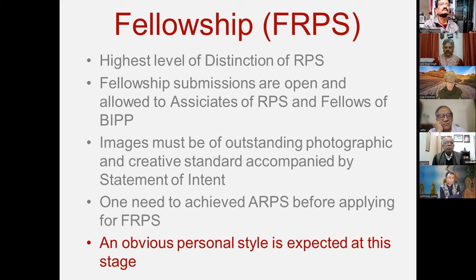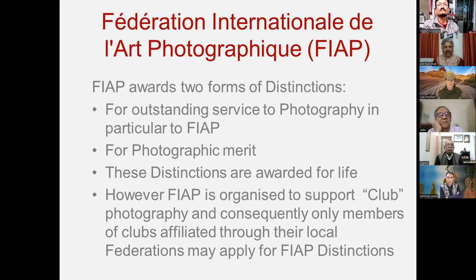Then the Federation Internationale de l'Art Photographique, that is FIAP. FIAP awards two forms of distinctions: for outstanding service to photography, in particular to FIAP, and for photographic merit. These distinctions are awarded for life. However, FIAP is organized to support club photography, and consequently, only members of clubs affiliated through their local federation may apply for FIAP distinction. One cannot apply directly to FIAP. Through the local national body, you may apply for the FIAP distinctions. This is something very different from other organizations.